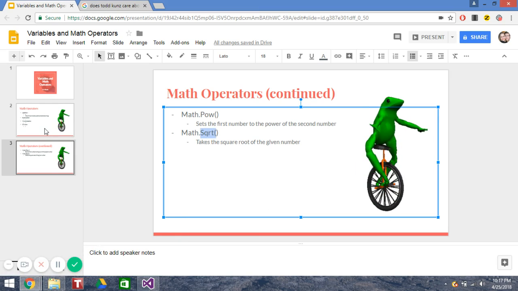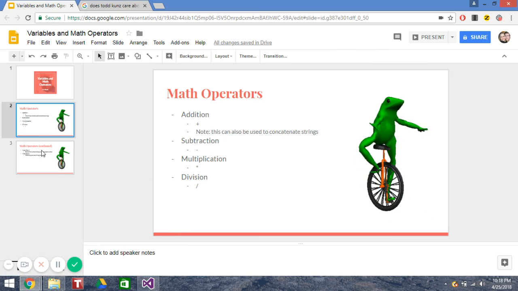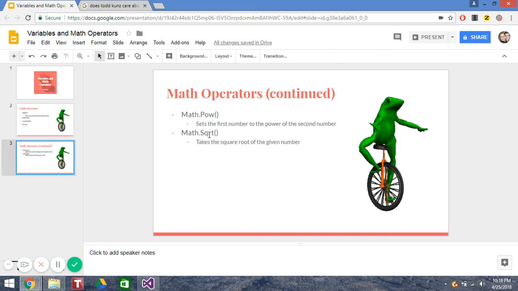Anyways, that kind of wraps things up. So you got those 4: addition, subtraction, multiplication, division, and Math.Pow, Math.Sqrt. All those are very useful. All those are very common.